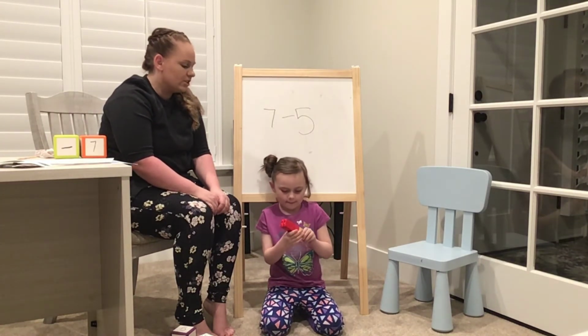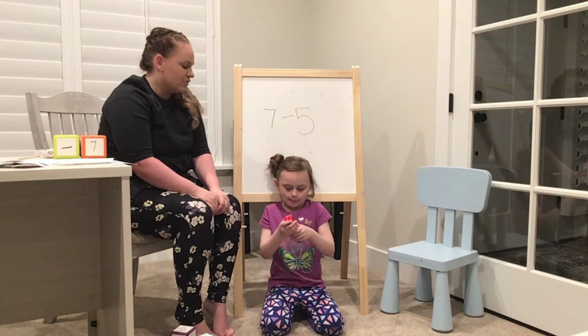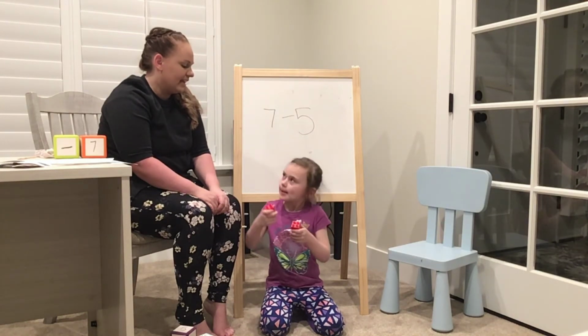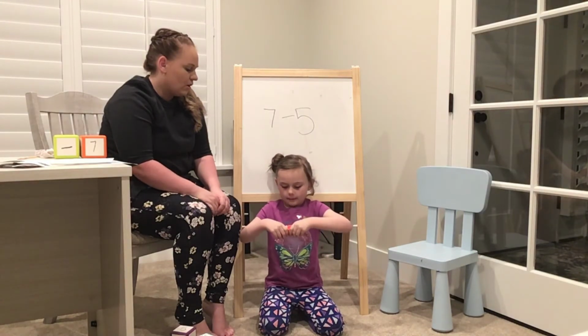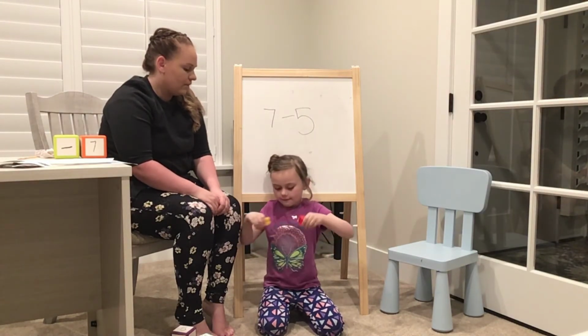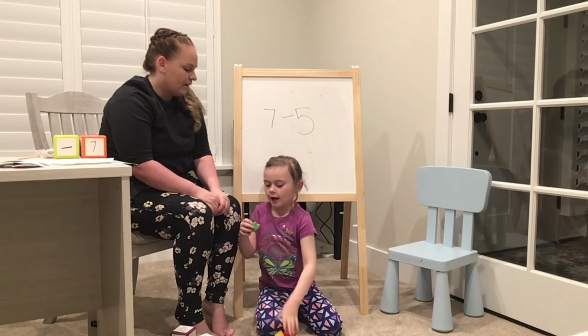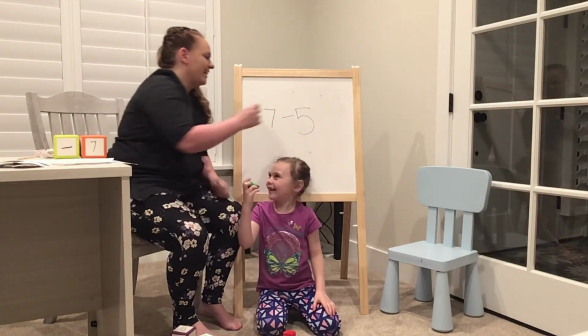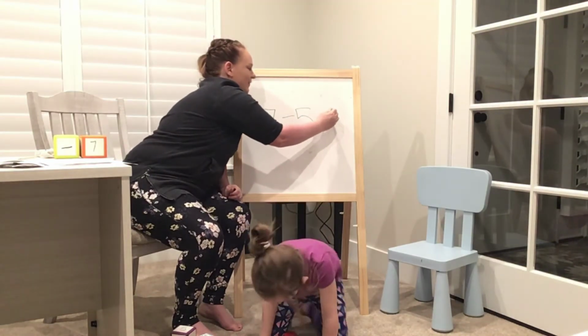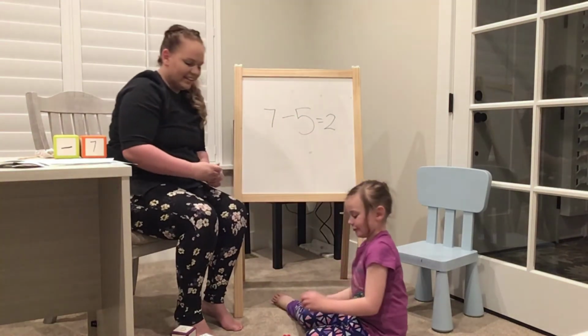Perfect. So having counters helps children to understand how many they're taking away. 1, 2, 3, 4, and 5. Perfect. How many do you have left? 2. Perfect. Sadly, 2. All right. So small.